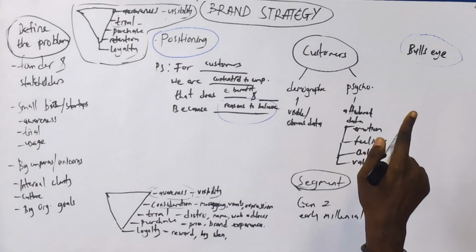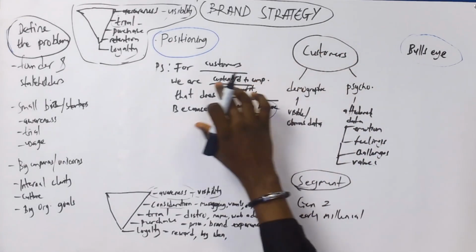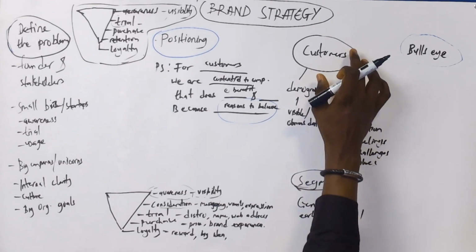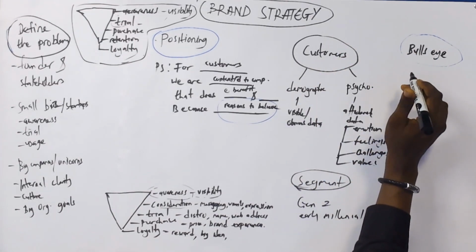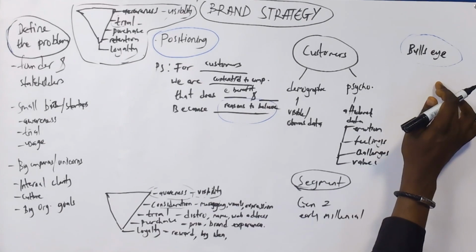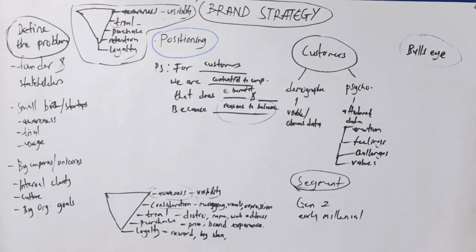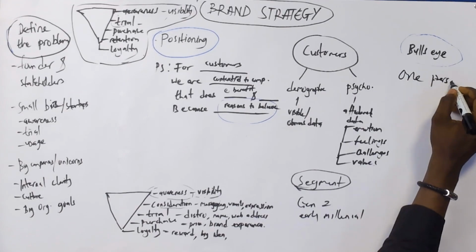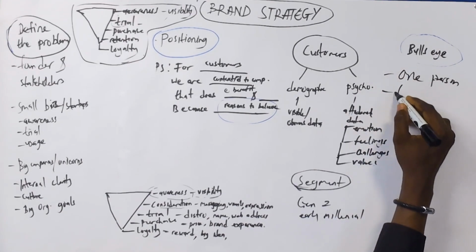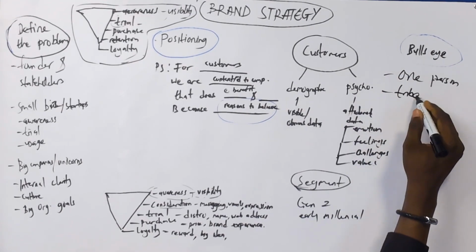I call it bullseyes. So when you say bullseyes, you're talking about the target. If this brand were to speak to one person, who is it going to be? So usually it is hyper specific. Okay. Sometimes the bullseye could be one person, right? And sometimes the bullseye could be a tribe. If you get that. Yeah.